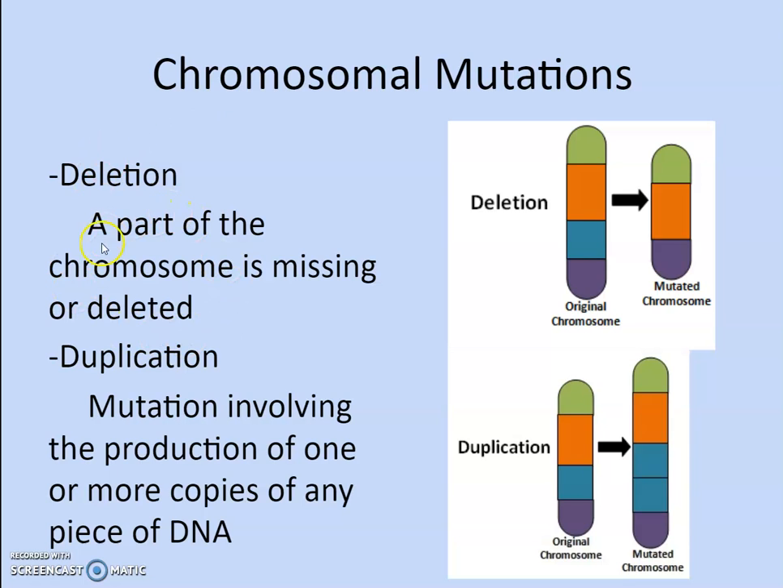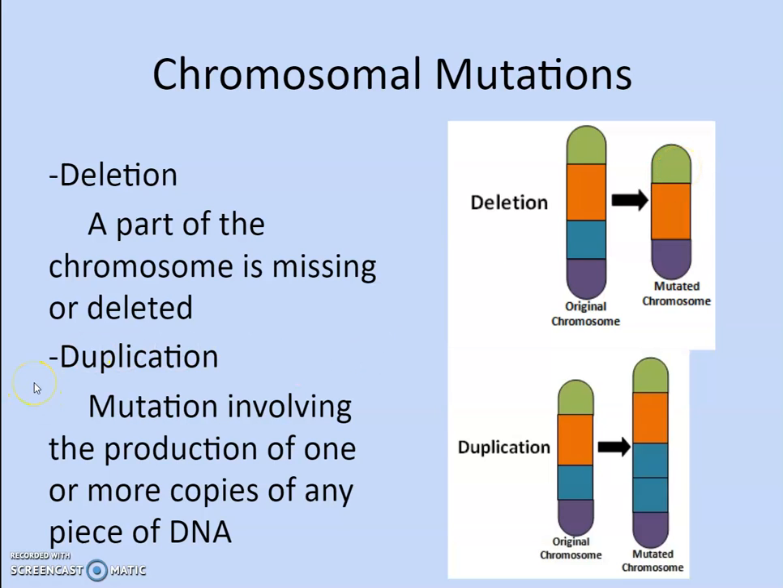And so a deletion is when a part of a chromosome is missing or deleted. So you can see over here, this chromosome originally had 4 colors, green, orange, blue, and purple, but the blue portion has now been deleted, and so you end up with a deletion within this chromosome.